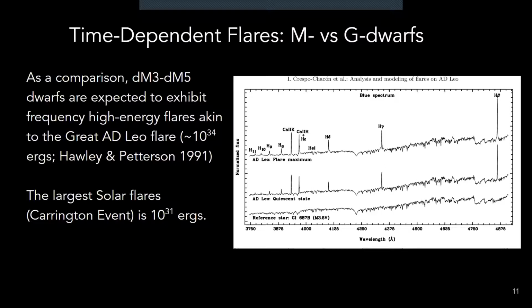Importantly, M-dwarfs are expected to exhibit frequent and high magnitude flares similar to the Great AD Leo flare observed by Hawley and Pettersen in 1991. M-dwarfs are expected to emit frequent high energy flares that dwarf even the largest solar flare, which is 10 to the 21 ergs.